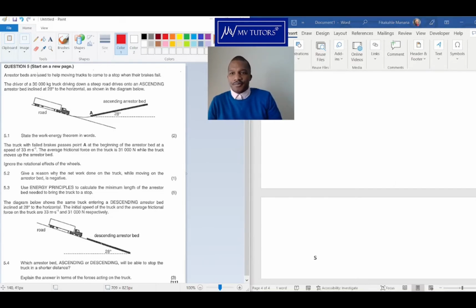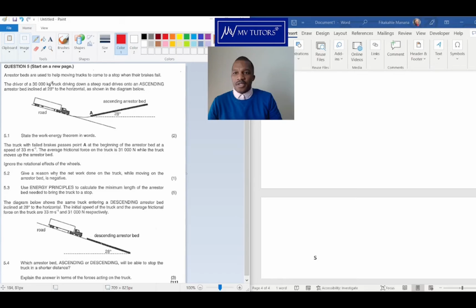So it says, an arrestor bed. Well, first of all, what are arrestor beds? Okay, so you have a truck coming down. Arrestor beds are just there on the road to slow down vehicles, usually trucks. So it has to be very, very high in friction, because it has to slow down vehicles, especially trucks. So arrestor beds are used to help moving trucks to come to a stop when their brakes fail. Exactly what I just said.